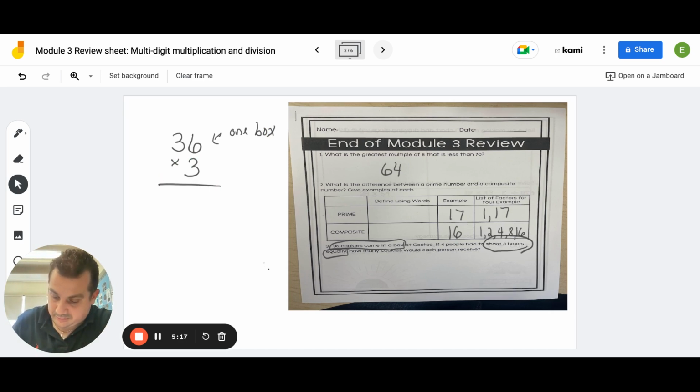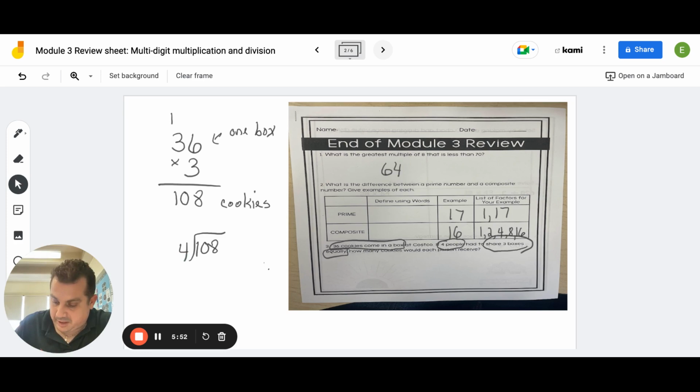3 times 6 is 18. And then 3 times 3 is 9, plus 1 is 10. So we now have 108 cookies, because 36 came in one box, and 4 people are sharing 3 boxes equally. So there's my 3 boxes, 108 cookies. And if 4 people are sharing them, I'm going to take my 108 cookies and divide that by 4.